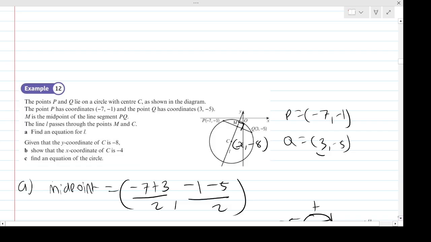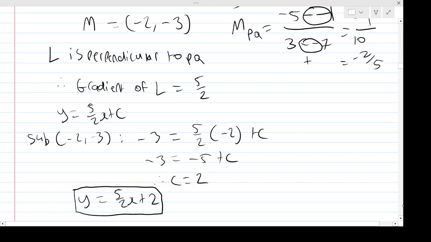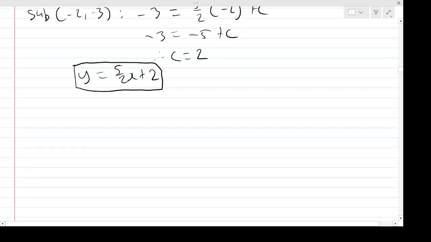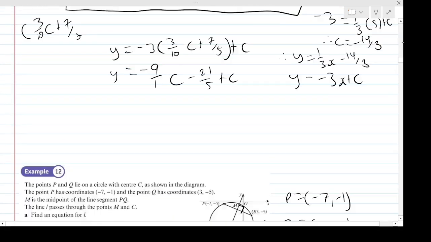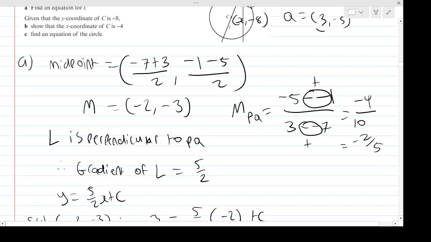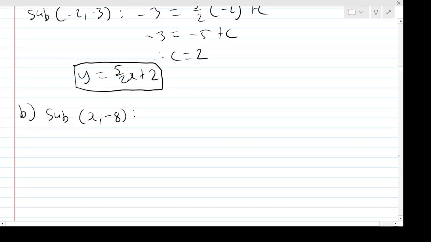Okay, but we already know the equation of the line now. Can't I then just substitute that point in to get the x? So what I'm going to do, because the centre lies on the bisector, is substitute the point x, minus 8 into the equation we just worked out, because the centre lies on that line. And I should get minus 4 for x.